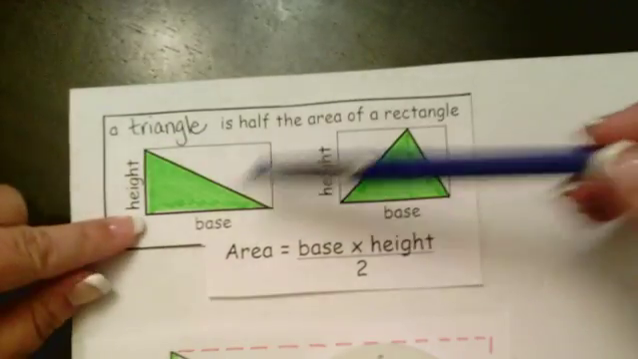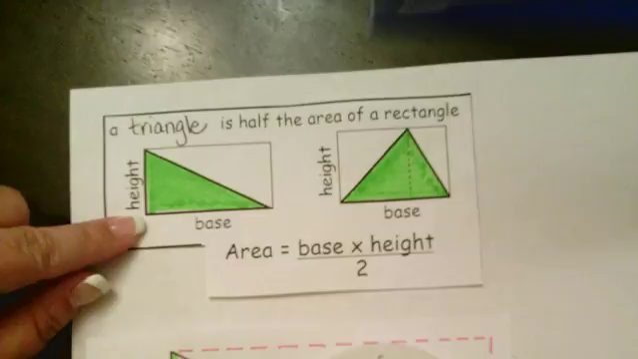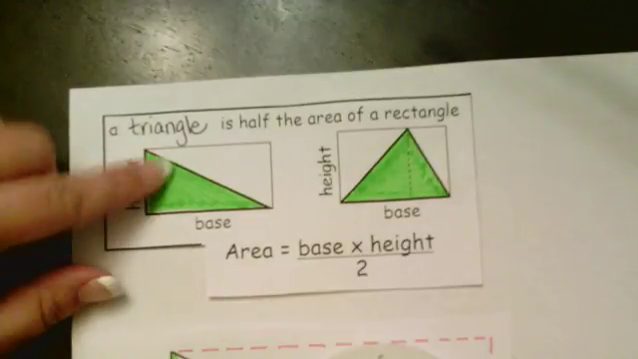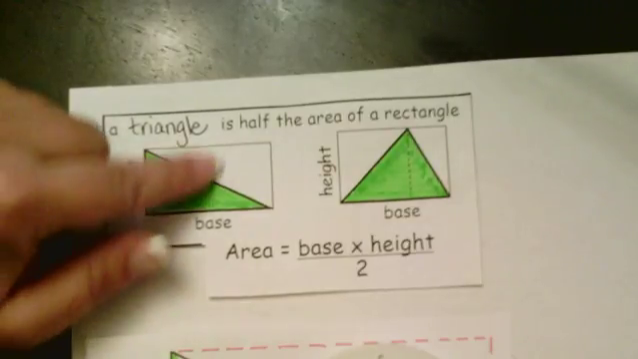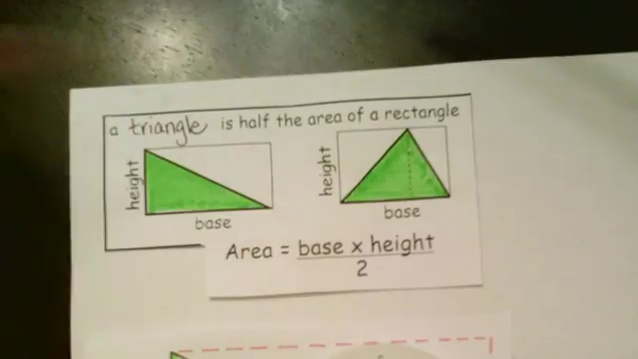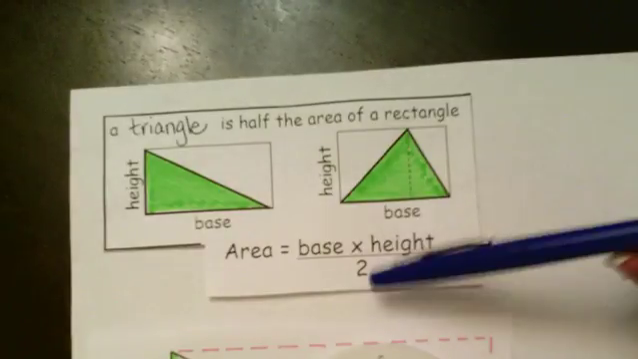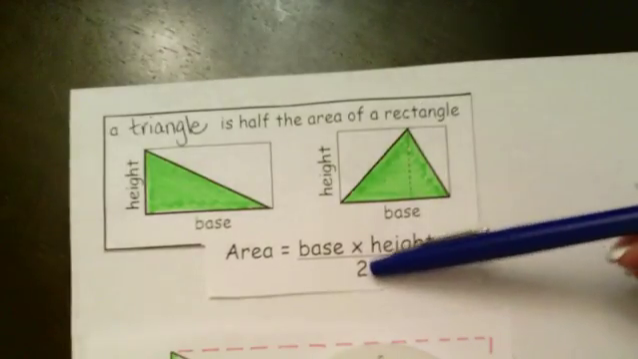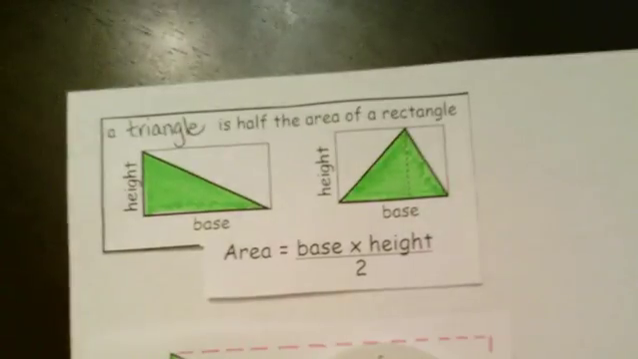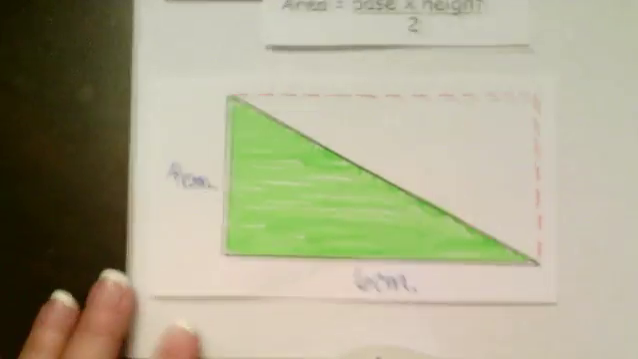So if I were to multiply the base times the height, that would tell us how many square units fit all the way inside the surface of the rectangle. But as you can see, the triangle is only half of that space, so that's why we're always going to be dividing by 2. So let's try this out with this triangle here.